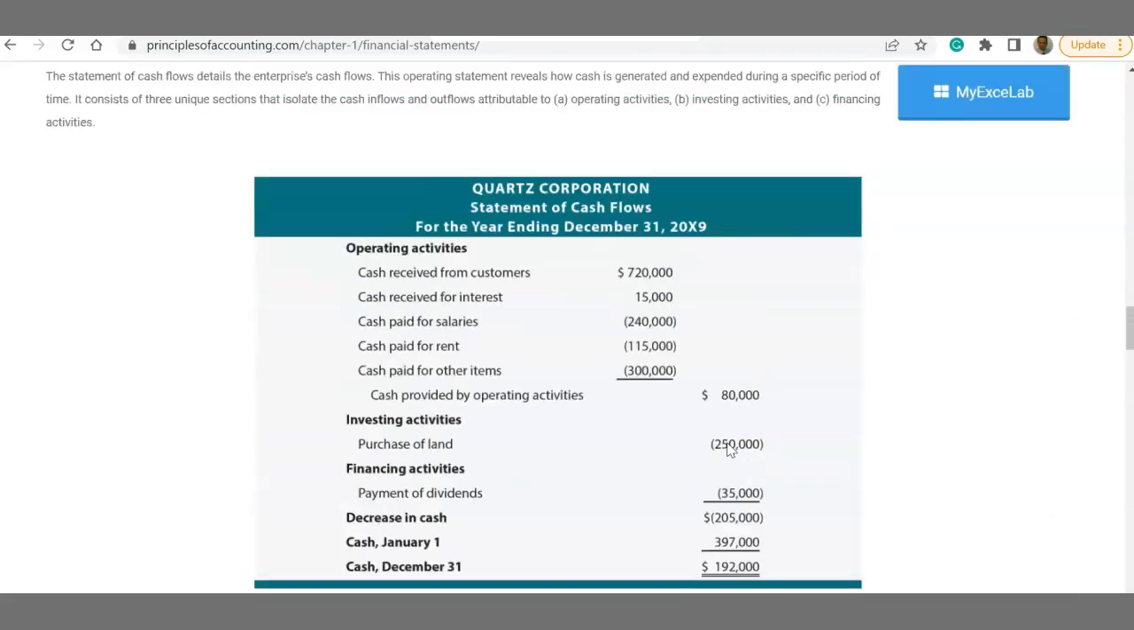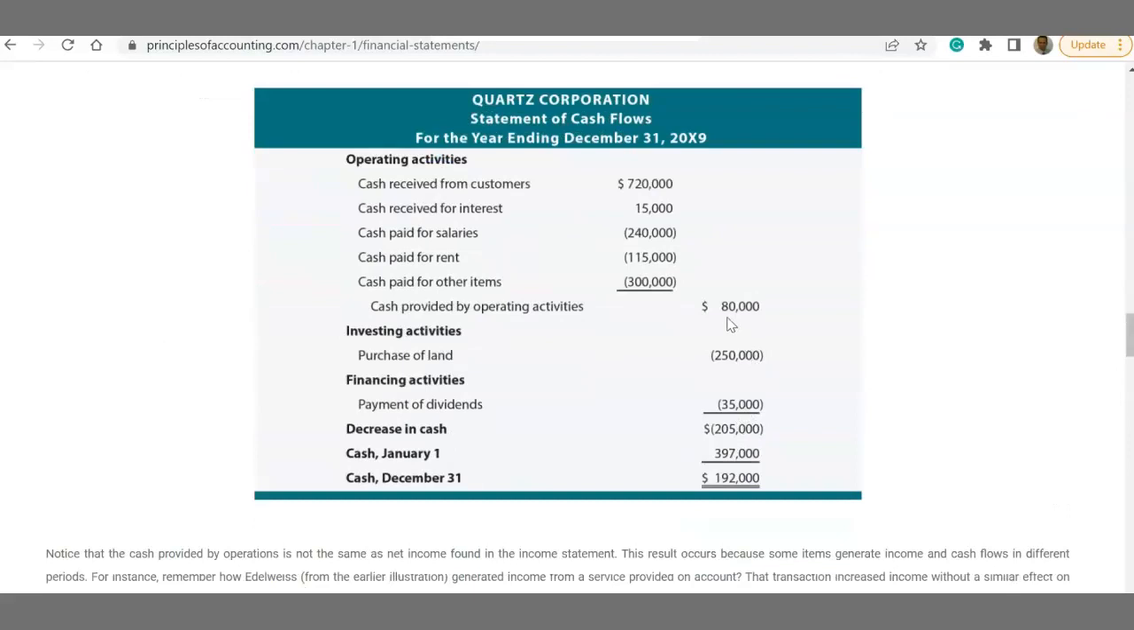Under small businesses, cash method of accounting, the net income would have been what? 80. So what is this 80? This 80 is converting the accrual net income to cash method of net income. That's what you are doing.